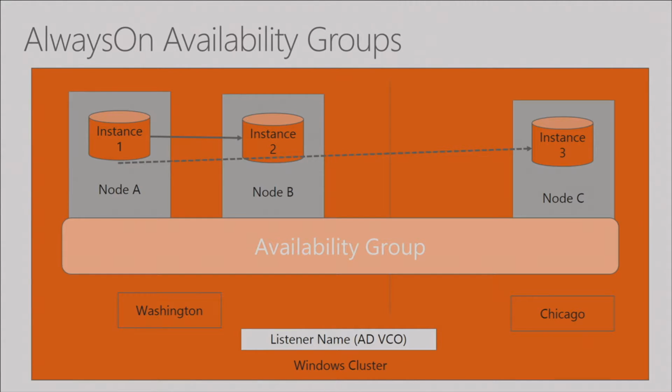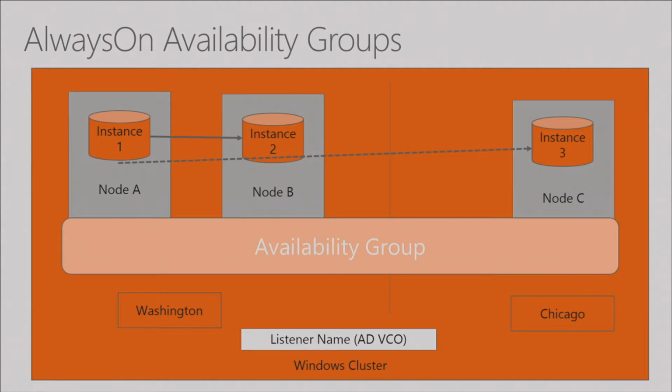Between the 2 nodes in the city of Washington, we've got synchronous data movement happening between node A and node B. So things are moving with a 2-phase commit. If they are written to node A, they are also written to node B. The command that we execute, the insert, the update, or the delete statement, does not respond back to the application that it's completed until it's completed on both of those boxes.